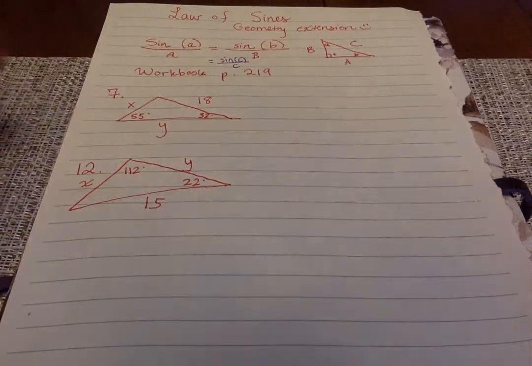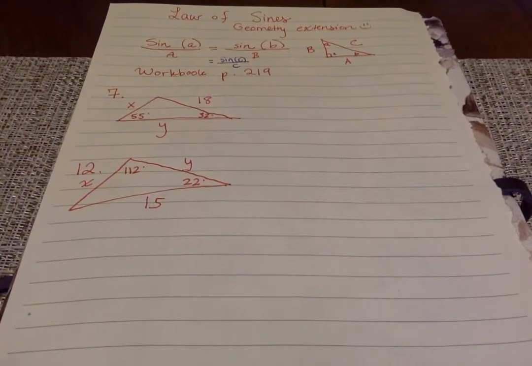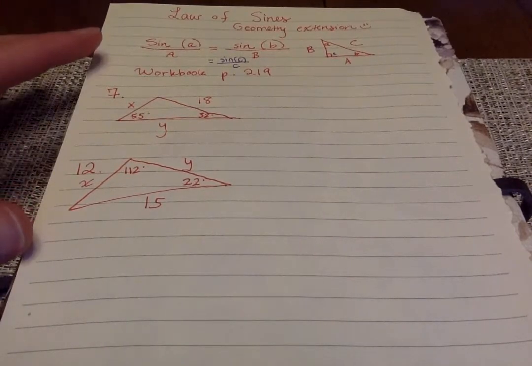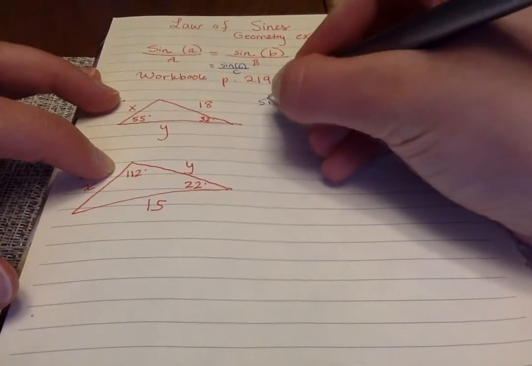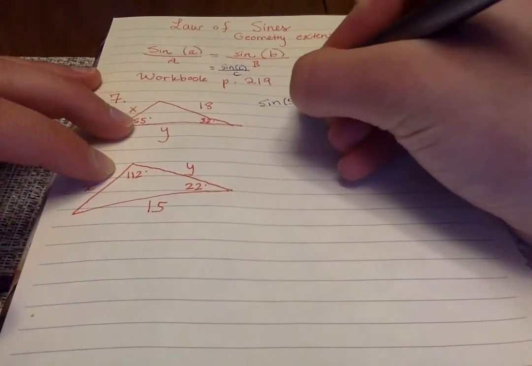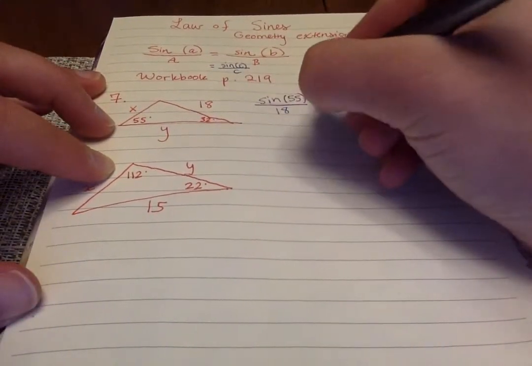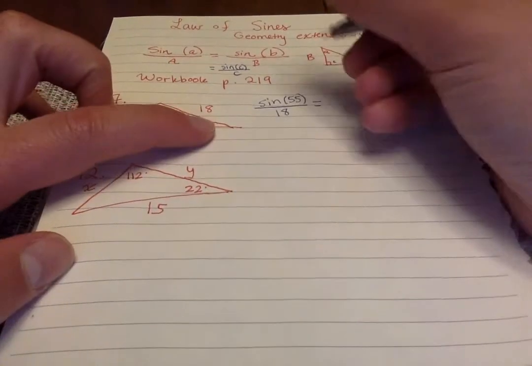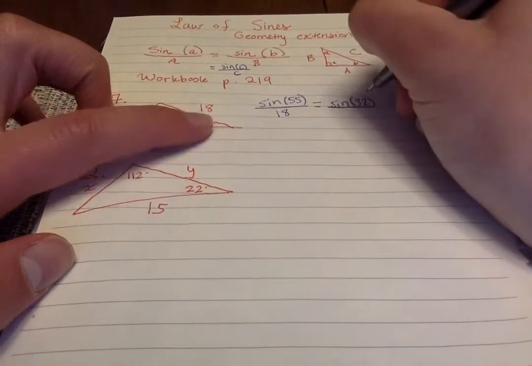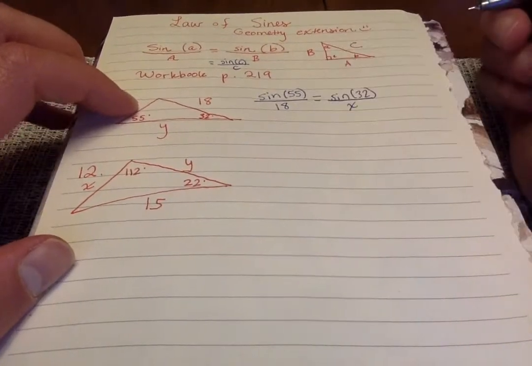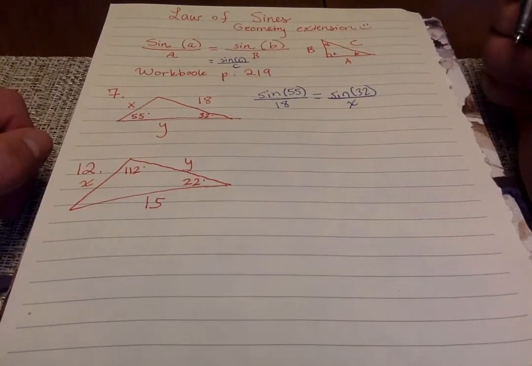Let's look at our first example in our workbook, page 219. So we've got this triangle, this is number 7, and we can write our law of sines. That states that the sine of 55 over the side across from it, 18, equals the sine of 32 over the side across from it, x. Now I chose to do that so that I only had one variable. If I had two variables, I would not have been able to solve it.